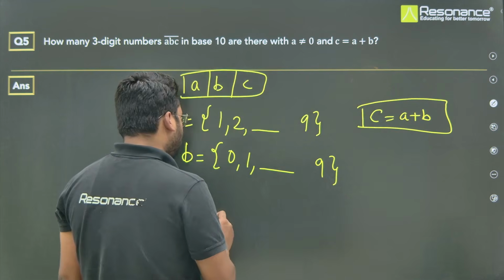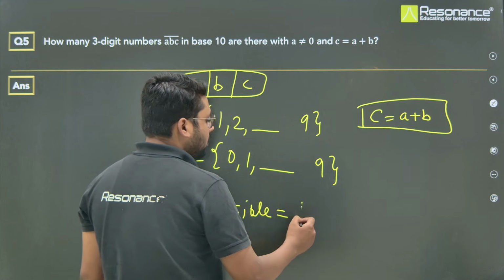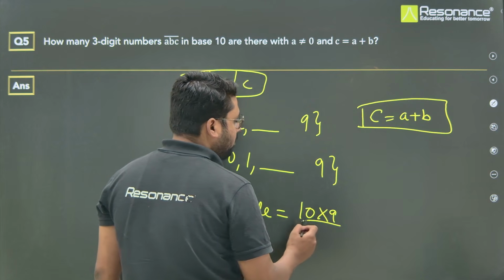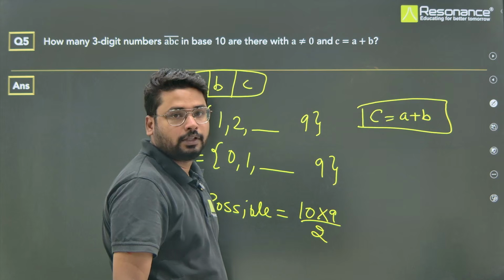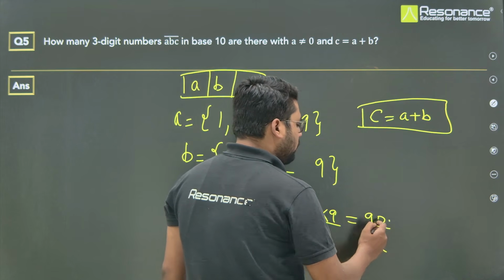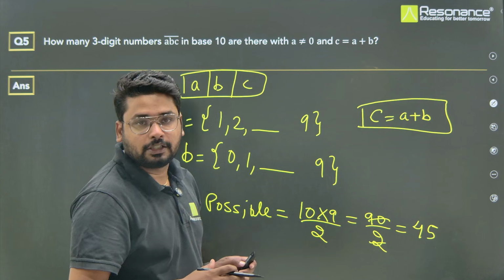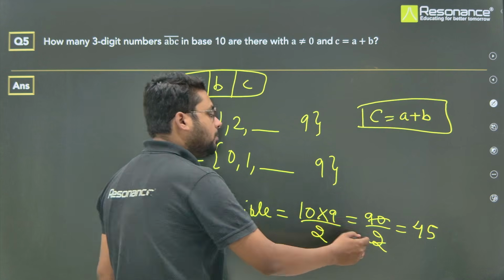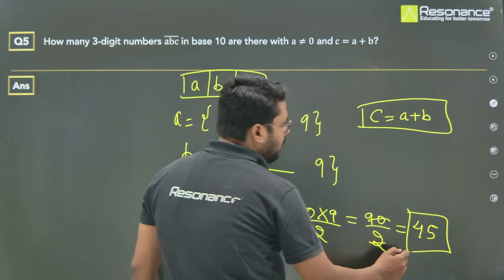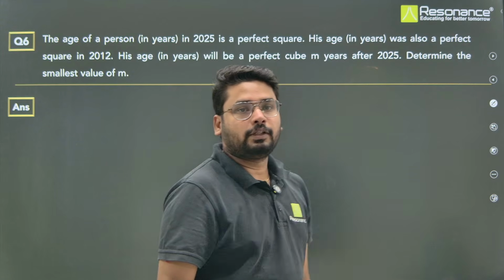So the possible pairing, because A has 9 values and B has 10, will be 10 into 9 by 2, because repetition is also there. So it is 90 by 2, or you can say 45, which will satisfy all these conditions. So there are 45 numbers which will satisfy our condition. Okay, now move to the next question.